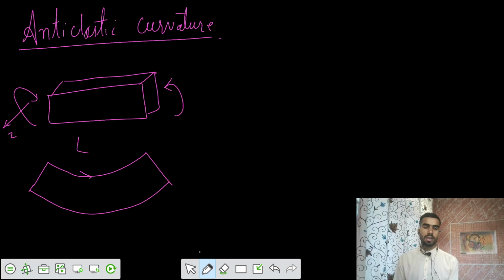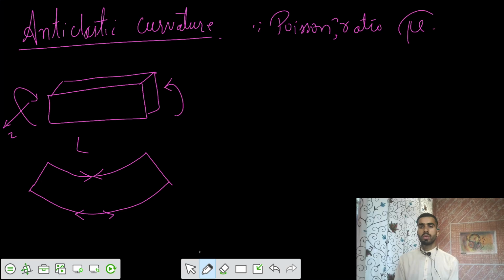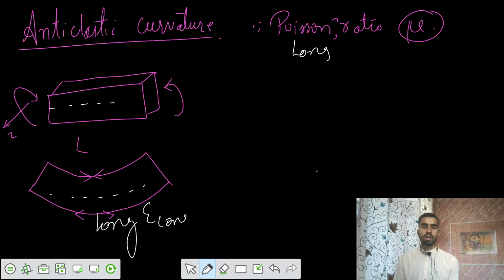Because of that, compressive strains developed on the top fibers and tensile strains on the bottom fibers. Now we know Poisson's ratio, mu. It says that because of the longitudinal strains, these were your longitudinal strains, the lateral strains would get developed.